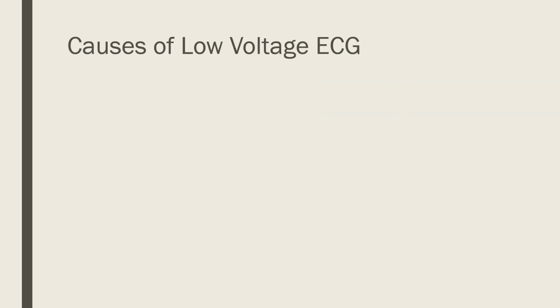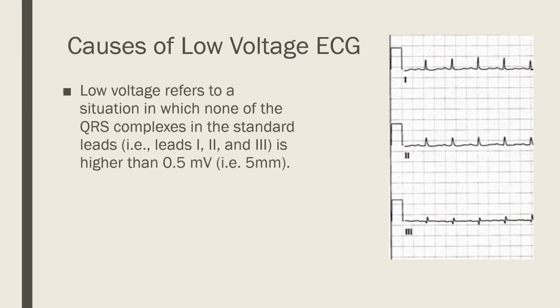In the previous slides, we talked about the conditions that increase the amplitude of the QRS, causing high voltage ECG. Now we will talk about low voltage ECG. Low voltage refers to a situation in which none of the QRS complexes in the standard leads, which are lead 1, 2, and 3, is higher than 0.5 millivolt, i.e., all the QRS complexes in the standard leads are less than or equal to 5 millimeter.